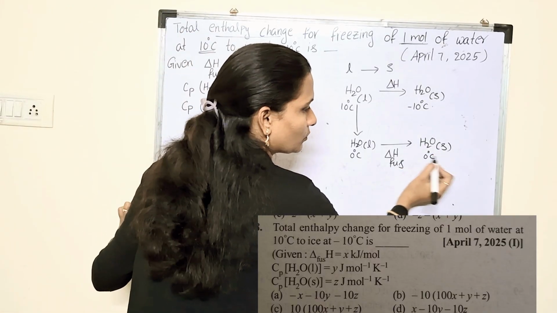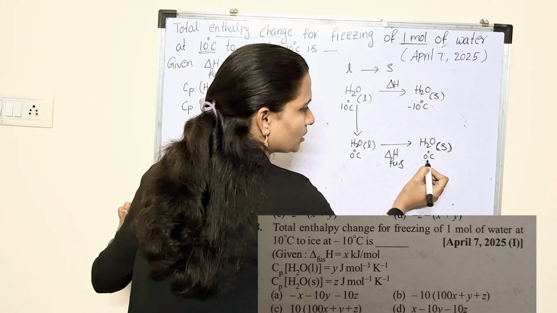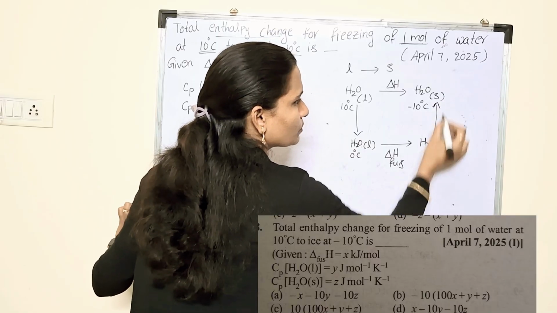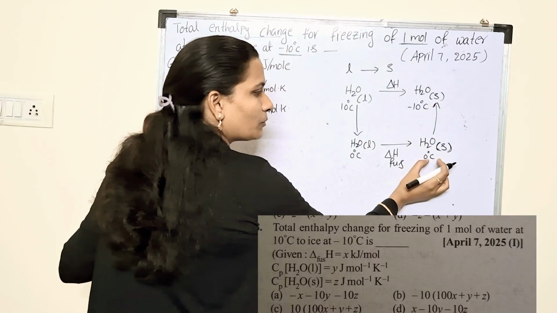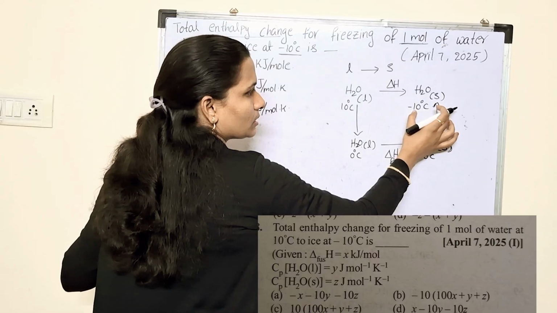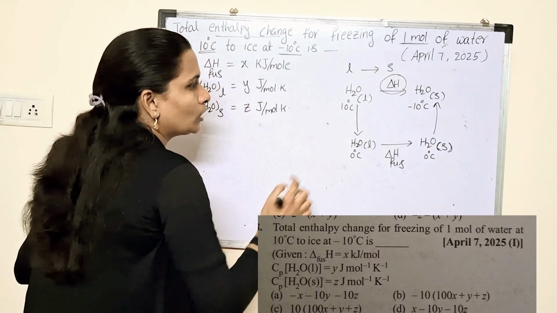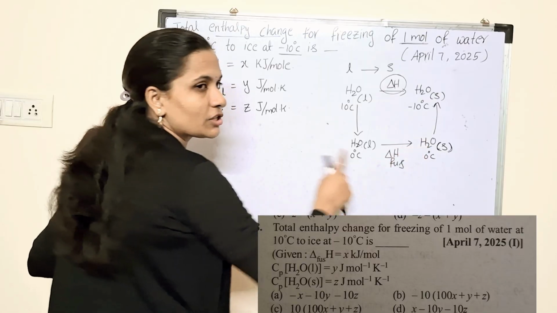Next, this solid state, ice, is at 0 degrees Celsius, but they are asking at minus 10 degrees Celsius. So it is converted from 0 degrees to minus 10 degrees Celsius. Now they are asking for the delta H value. In this, several steps are involved.